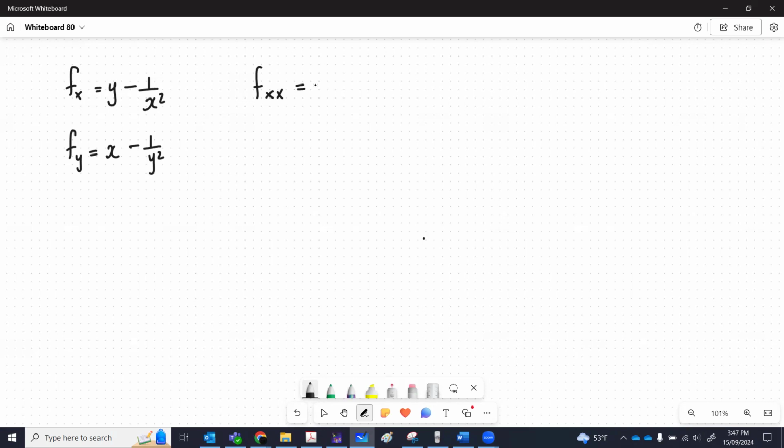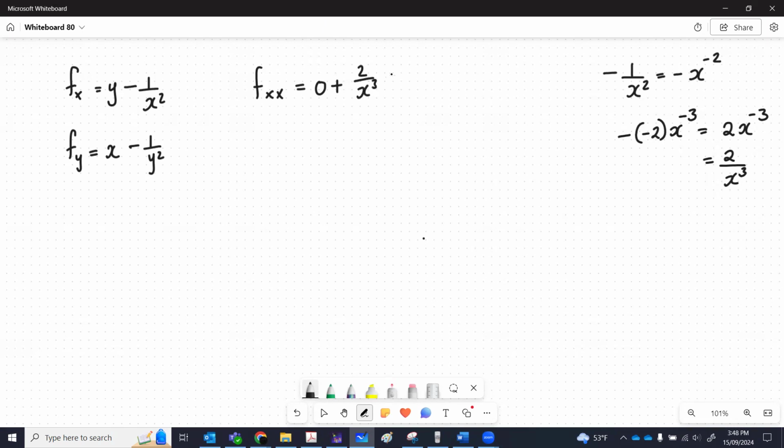The derivative of y is 0. And then here, minus 1 over x squared. I can rewrite this as minus x to the power of negative 2. And we know how to differentiate this. We have a negative that's already here, and the negative 2 will come down, and then we subtract 1 from the exponent. So negative and negative will give me positive 2 x to the power of negative 3. And when I rewrite this with a positive exponent, I have 2 over x cubed. And you can see this is positive.